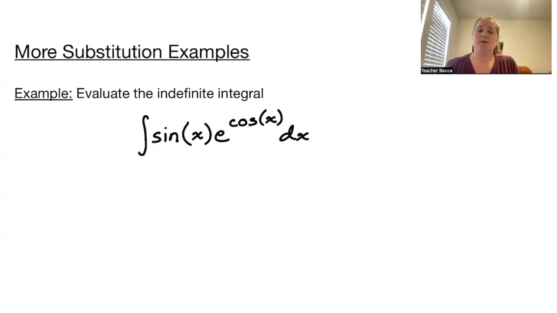Welcome to more substitution examples. So for our first example, let's go ahead and evaluate the indefinite integral, the integral of sine of x times e to the cosine of x dx.